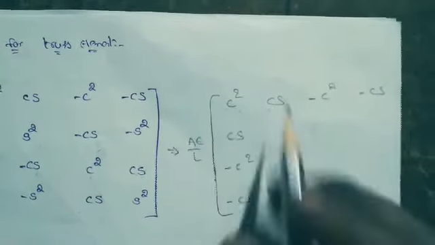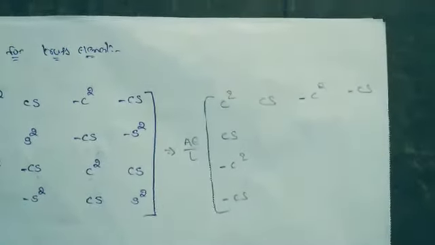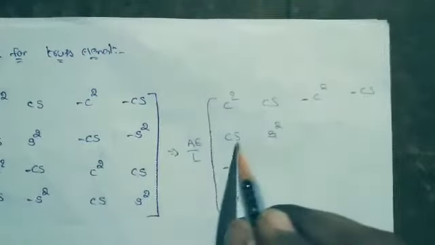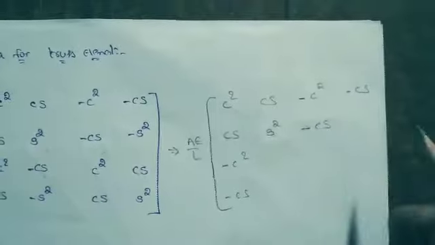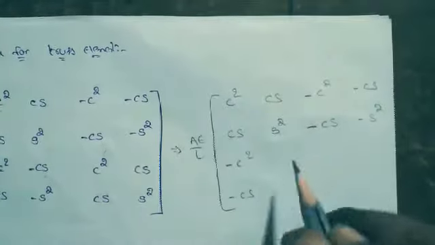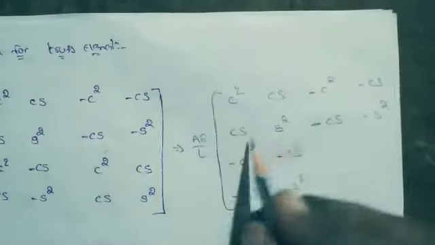Okay, the first row is the same as the first column. Now here you have to write s square. These two have the positive sign. You have to indicate this is a negative sign: minus cs, minus s square. Next, the second row is written as the second column: minus cs, minus s square. Second row is equal to second column.